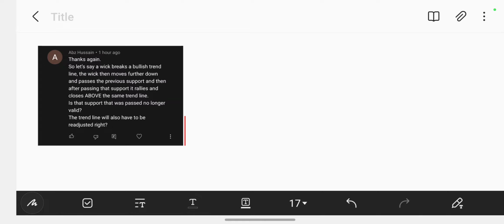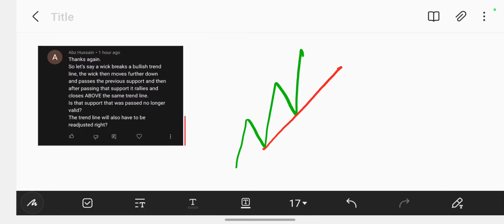So the question goes like this. Let's say a week breaks a bullish trend. We'll try and visualize that. You are talking about a bullish trend, right? Which means it's something like this. You're saying a bullish trend line. Okay, let's put a trend line. So we have a bullish trend line that is saying a week closed, broke it. Okay, let's try and put that.